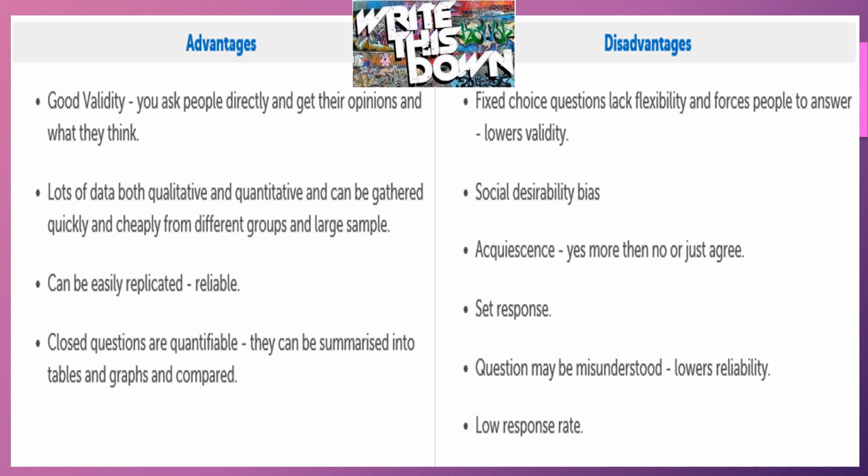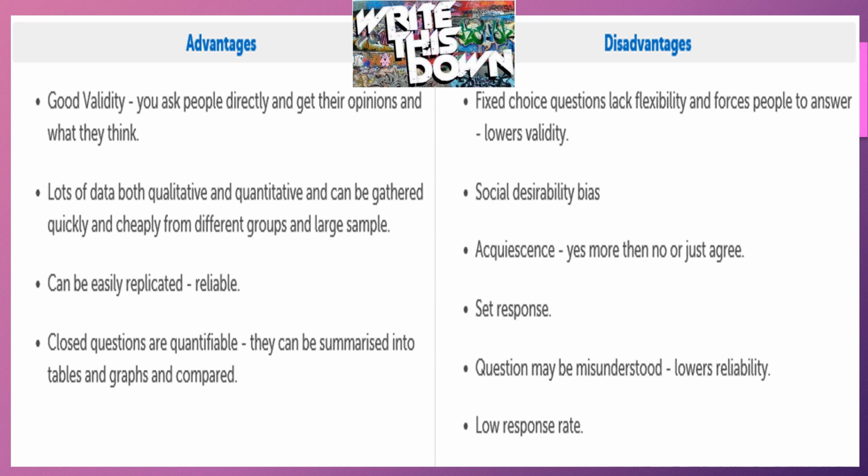Closed questions are quantifiable, so you can turn the selected answers from the options into quantitative data, which can therefore be summarised in tables, graphs, easily compared. You can look for trends in particular aspects of the data, and you can also use statistical assessments and tests to see if your data is significant.